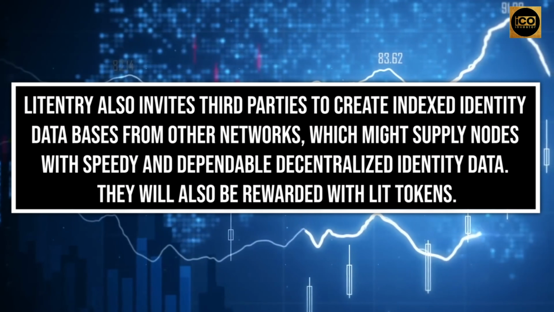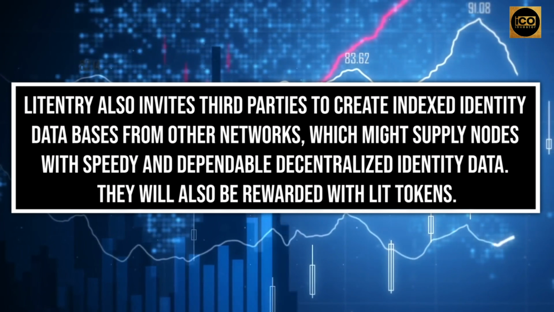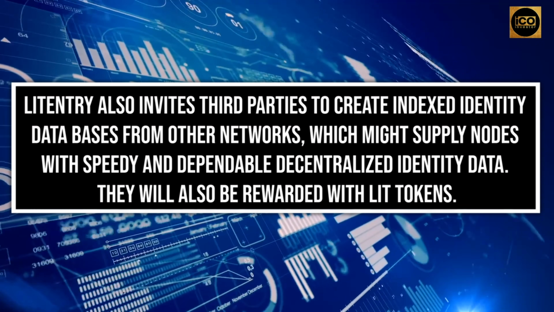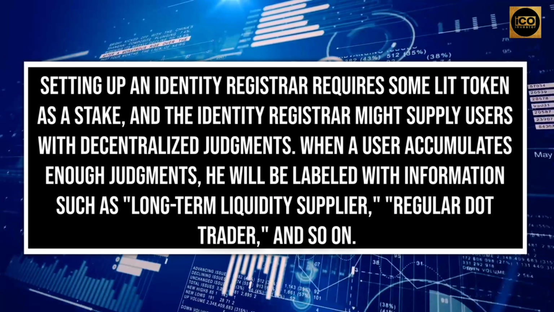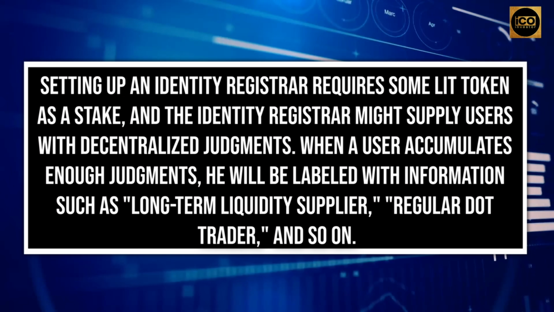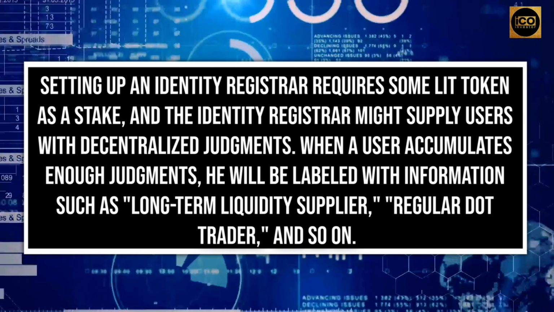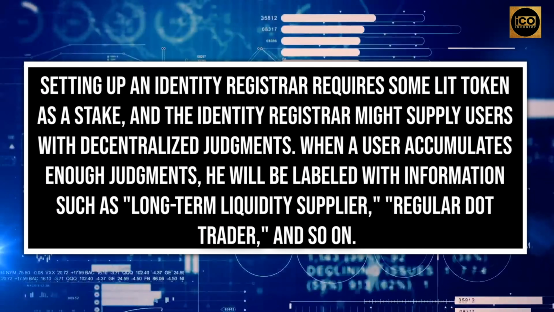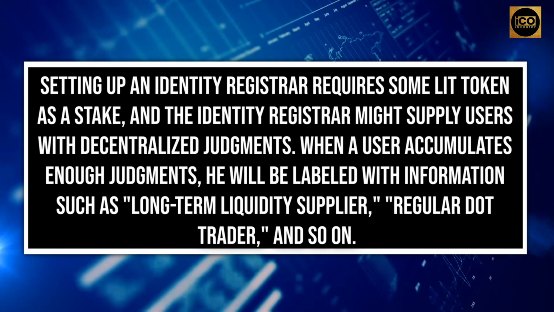Litentry also invites third parties to create indexed identity databases from other networks, which might supply nodes with speedy and dependable decentralized identity data. They will also be rewarded with Lit tokens. Setting up an identity registrar requires some Lit token as a stake, and the identity registrar might supply users with decentralized judgments. When a user accumulates enough judgments, he will be labeled with information such as long-term liquidity supplier, regular DOT trader, and so on.